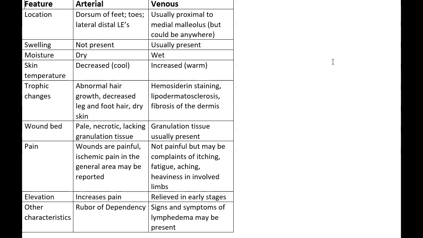Chronic venous insufficiency and edema due to venous insufficiency may eventually become lymphedema. Just want to throw that out there. Okay, questions about anything on this document?